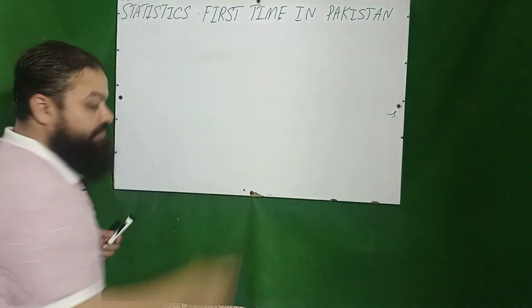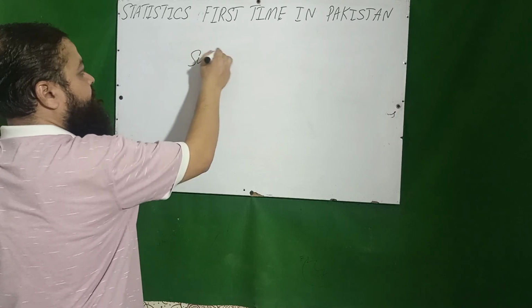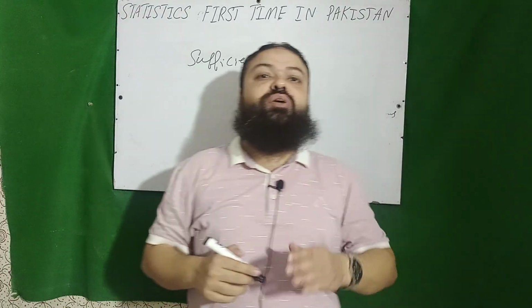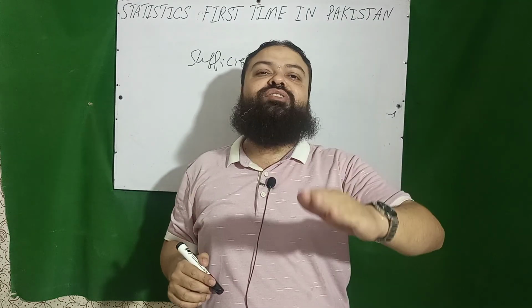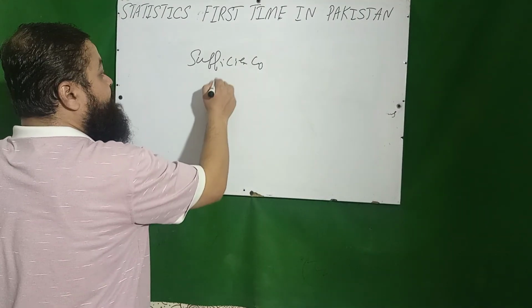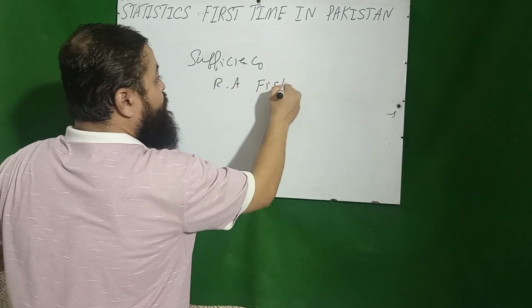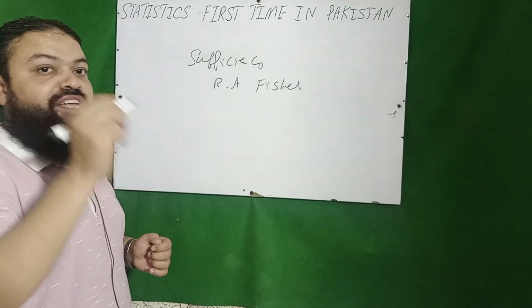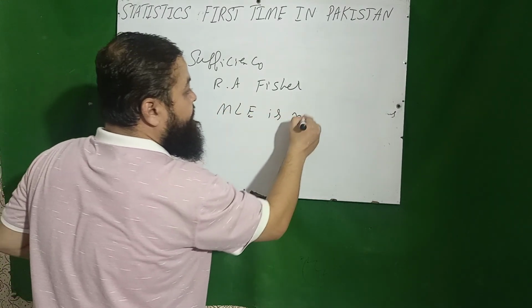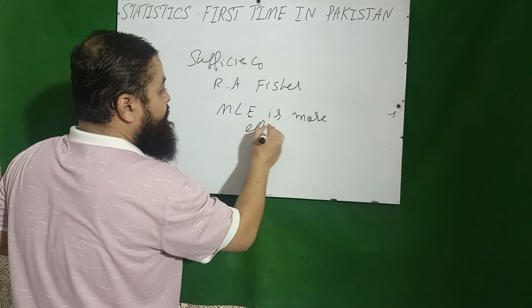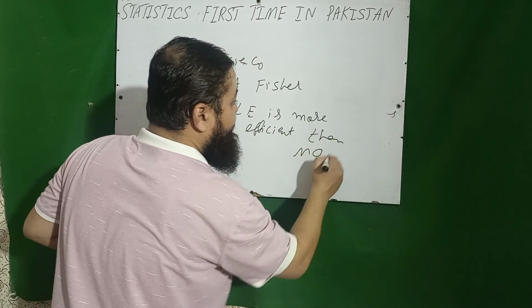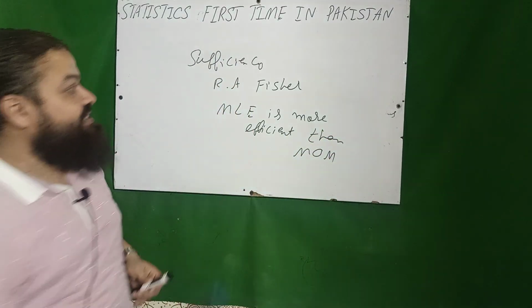Then another question which is about sufficiency. If an estimator contains all the information contained in the sample, it is called a sufficient estimator. And one more important question, the sufficient estimator was introduced by the same person, R.A. Fisher, who introduced MLE, maximum likelihood estimator, in 1922. And one more question, MLE is more efficient. This is an important question for every paper. MLE is more efficient than method of moments. These all are important and vital questions.